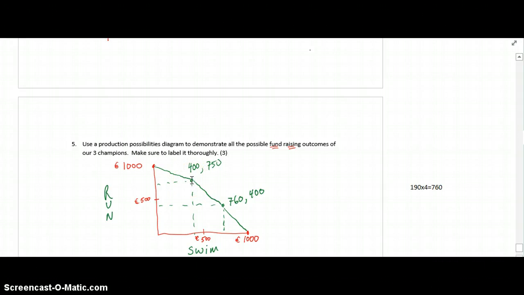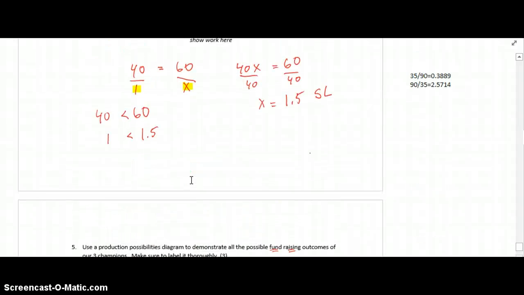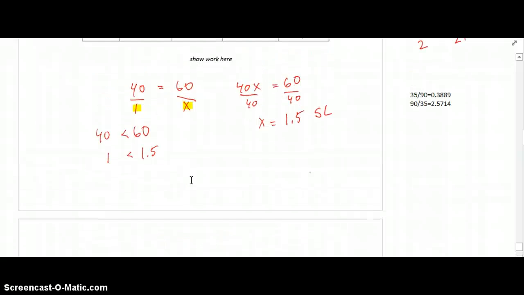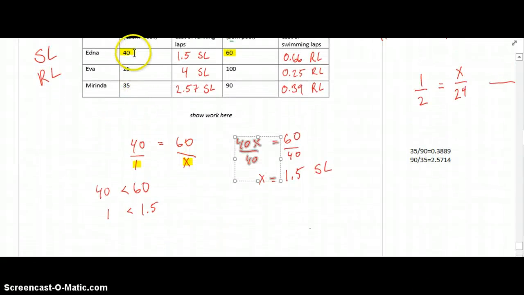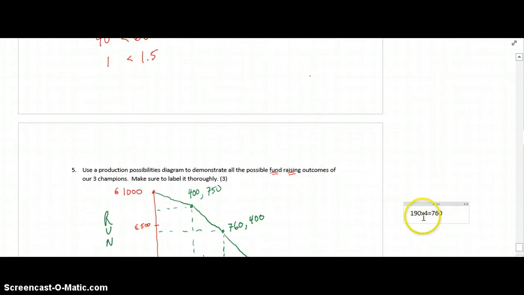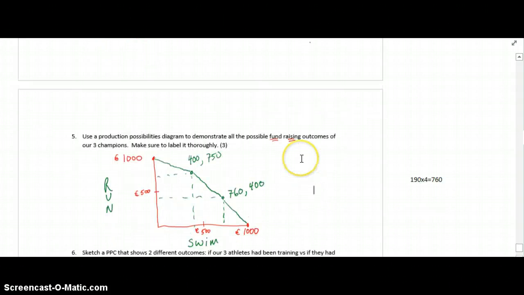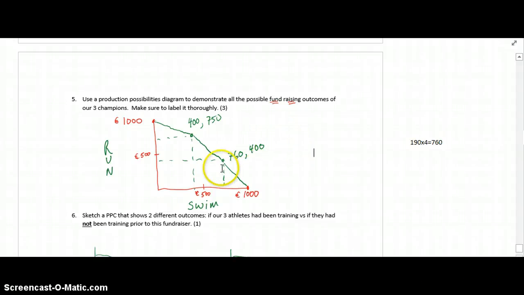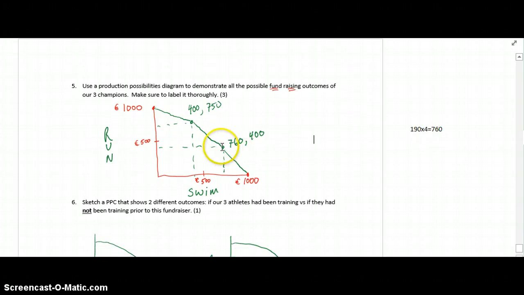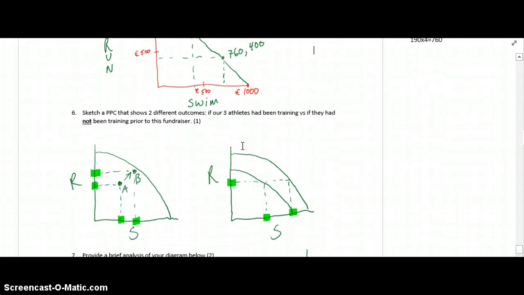If we have the second best swimmer swim, that would be Miranda. That's going to make the total amount of running only Edna's, 40 times 10, so 400. And then the swimmers will be 100 plus 90, which we see over here somewhere, 190 times 4. And that's 760. So we see actually that this option right here would raise not 1,000 euro, but it would raise 760 plus 400, so 1,160 euro. So that would be the best fundraising option there. It wasn't actually a question, but we can see that.